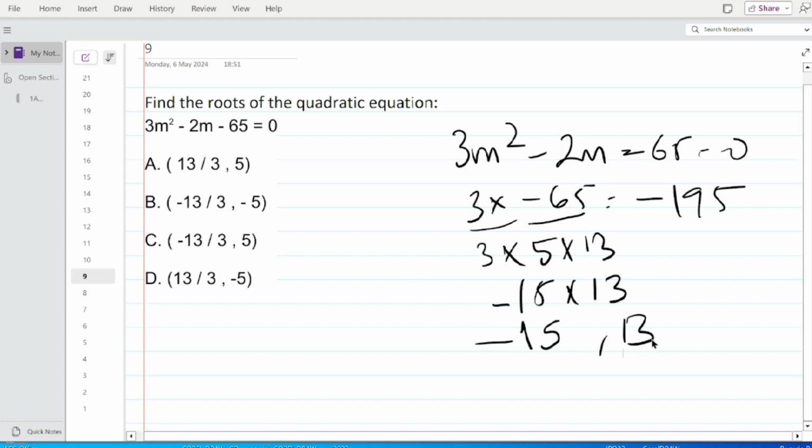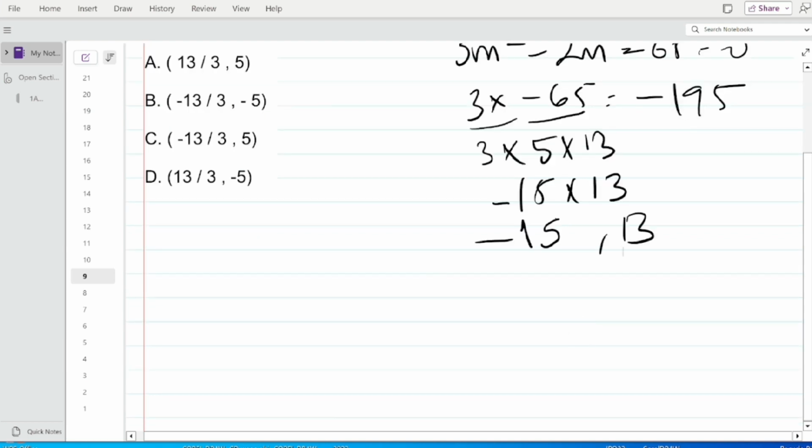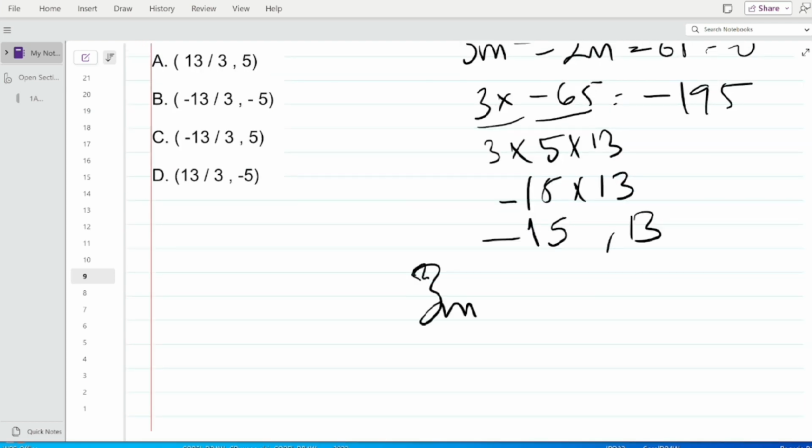So when we multiply these two digits, they give us minus 195, and when we add them together, it's like you're owing 15 and you're having 13. By the time you pay back, you're still owing 2. That's where we have this minus 2m. We have to put into consideration the negative sign in front of the coefficient of m, which is this minus 2. Once we've done this, we can write our equation 3m squared minus 2m minus 65 equals 0.